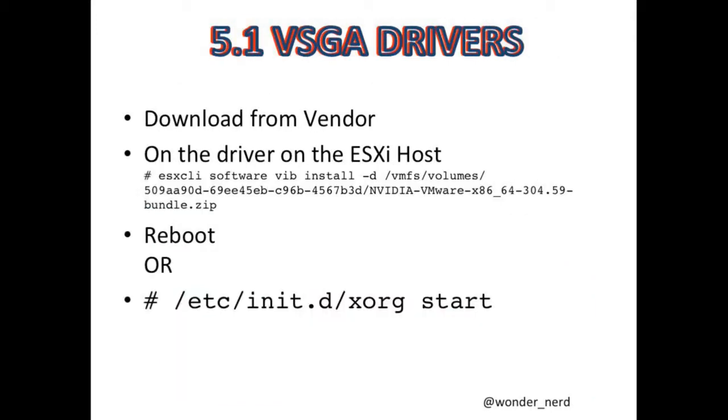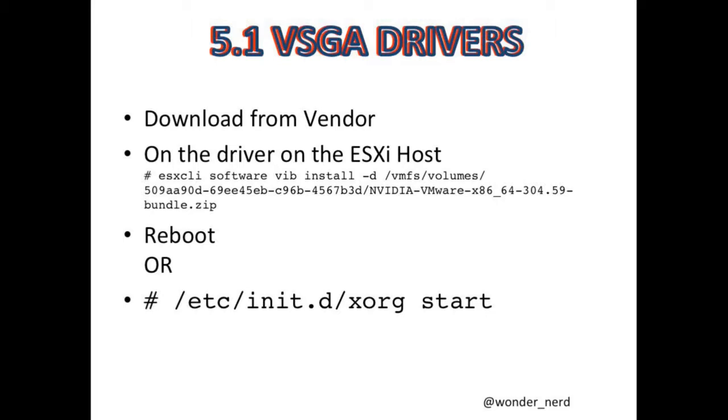That said, we're going to start with VSGA, which is probably going to be a little bit more common than VDGA. Once we've got the card in the server, we need to download the VSGA driver and install it on our ESXi host. You can get the driver from Nvidia's website, or from whoever else's VGA or GPU card you're going to use. Then you need to install the VIB.